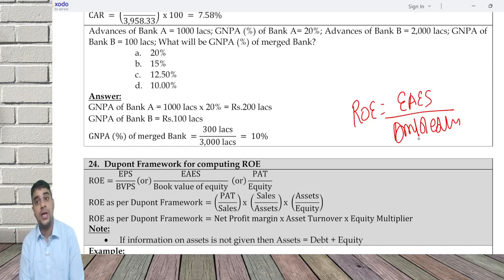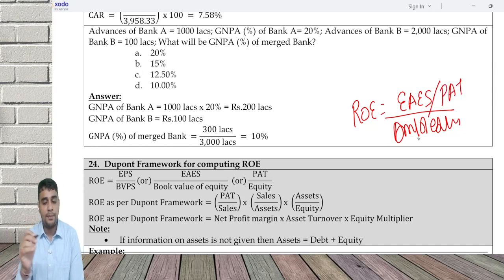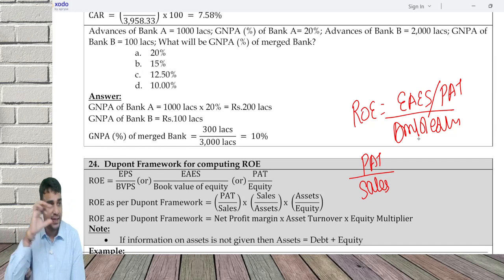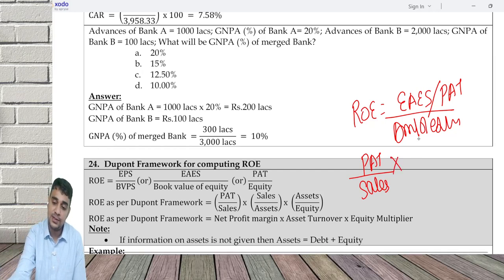What is amount of equity? Share capital plus reserves minus the fictitious asset. This EAES can also be called PAT. So now what happens is PAT divided by sales. I'm breaking the formula further. That is what DuPont did. PAT by sales, sales goes to the top. Sales by asset, asset goes to the top. Divided by equity.